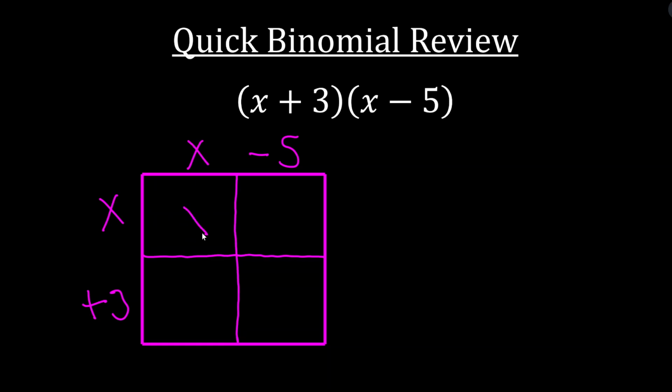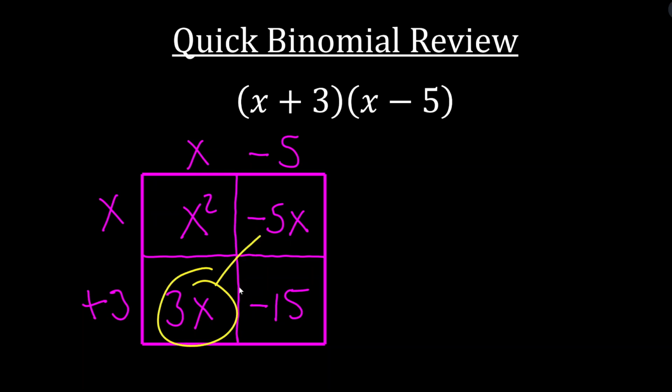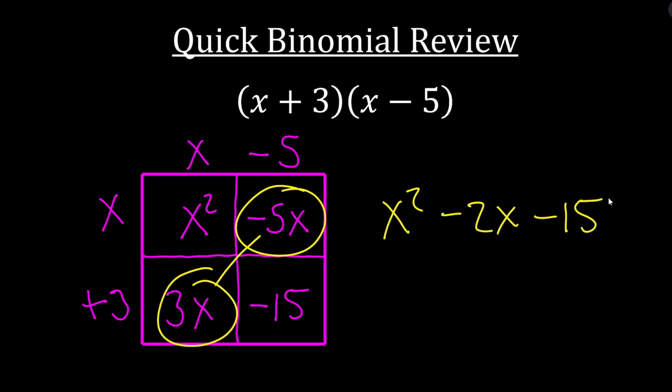x times x, this area is x squared. x times negative 5, this area is negative 5x. 3 times x, this area is 3x, and then 3 times negative 5, this area is negative 15. We can combine some like terms because remember, this product is the same as this total area, and this total area is the same as the sum of these four areas, which we just found. So we have two like terms here, 3x and negative 5x, and we can combine this as x squared minus 2x minus 15. Boom. And that's how the area model works.